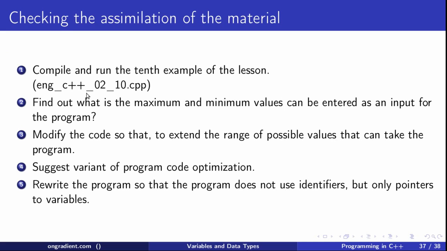Find out what the maximum and minimum values are that can be entered as an input for the program. Modify the code so as to extend the range of possible values that the program can take. Suggest a variant of program code optimization. Rewrite the program code so that the program does not use identifiers, but only pointers to the variables.